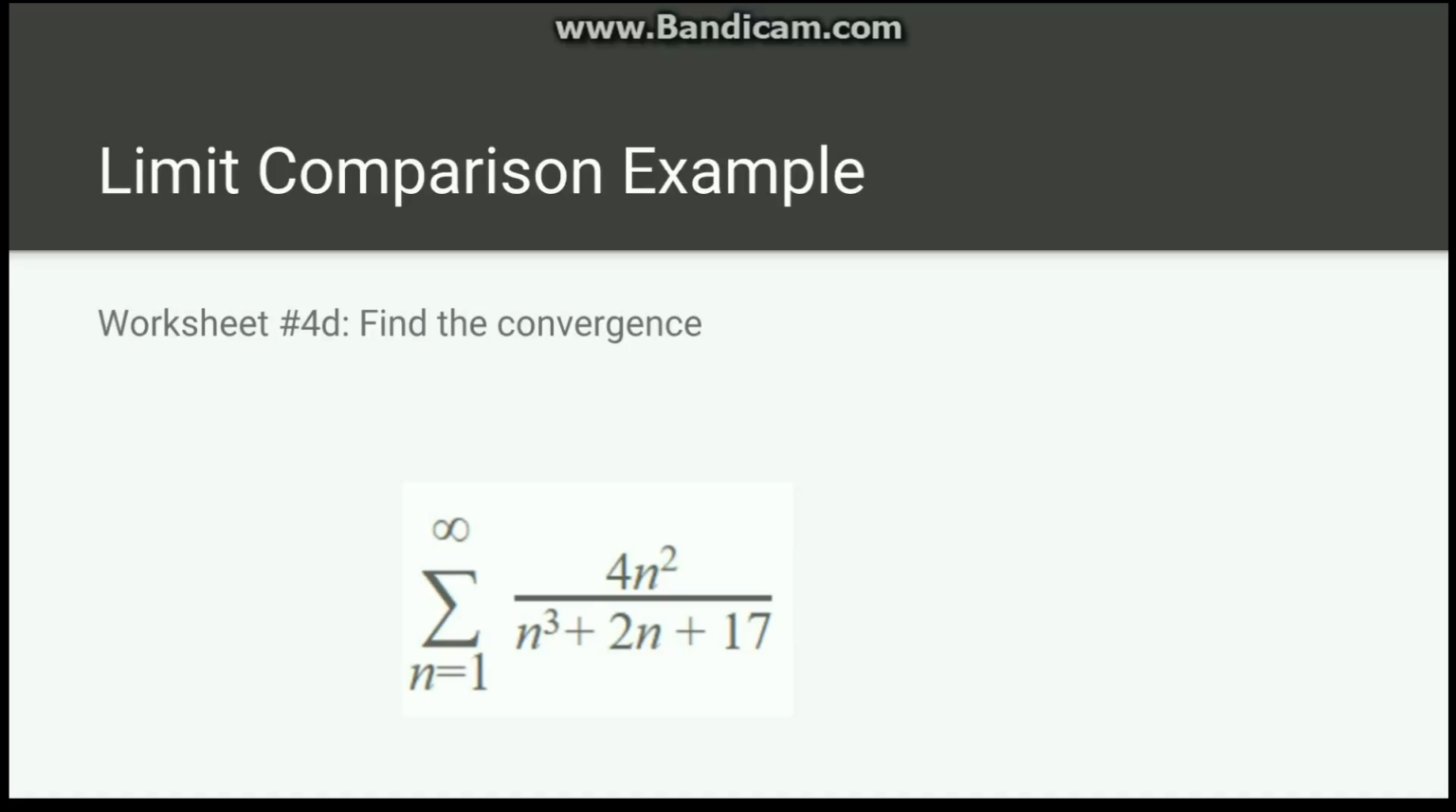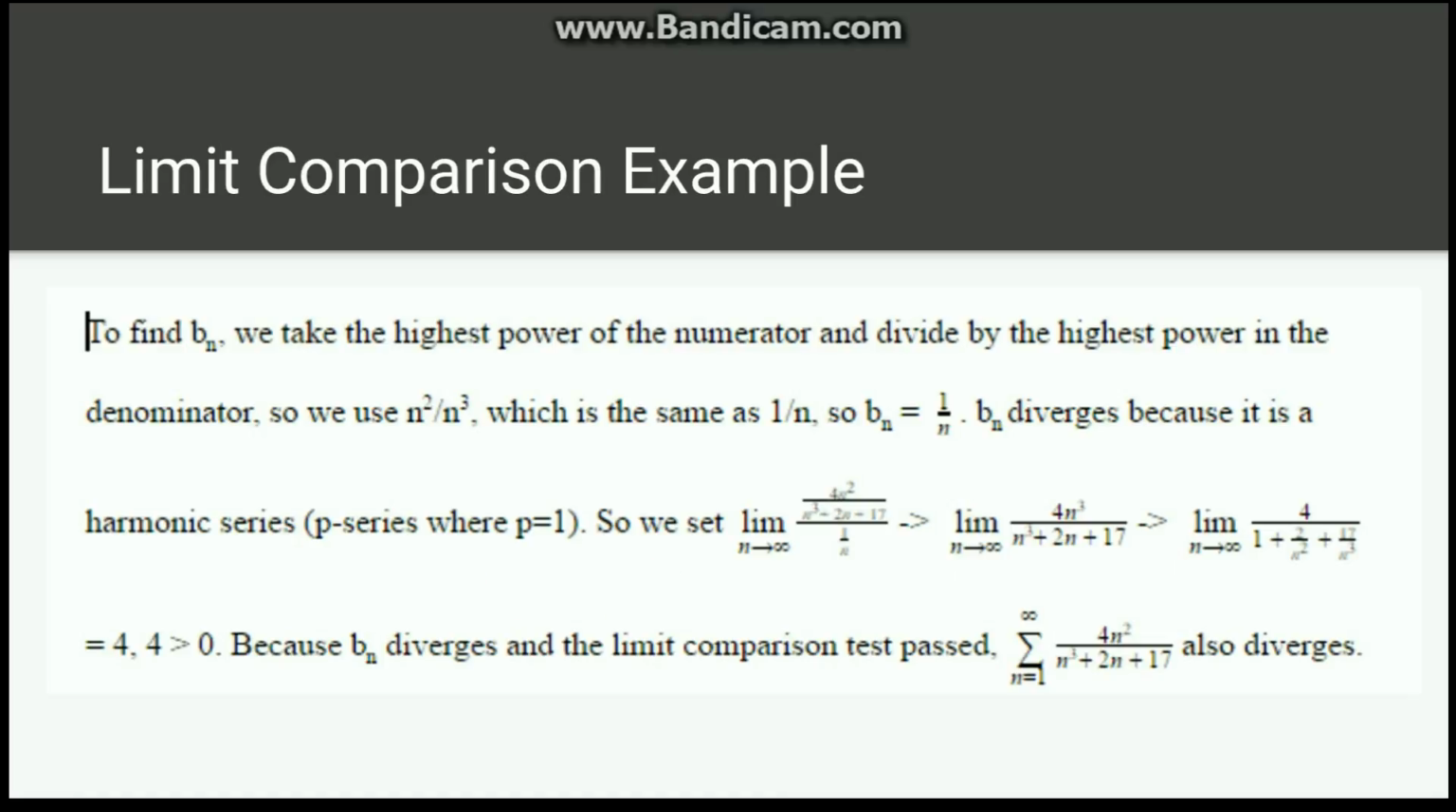Okay, for our first example problem, we have the problem from the worksheet number 4d, find the convergence. We have the summation from n equals 1 to infinity of 4n squared over n cubed plus 2n plus 17. To find b sub n, we take the highest power of the numerator and divide it by the highest power in the denominator. For this problem, we use n squared over n cubed, which is the same as 1 over n. So b sub n equals 1 over n.